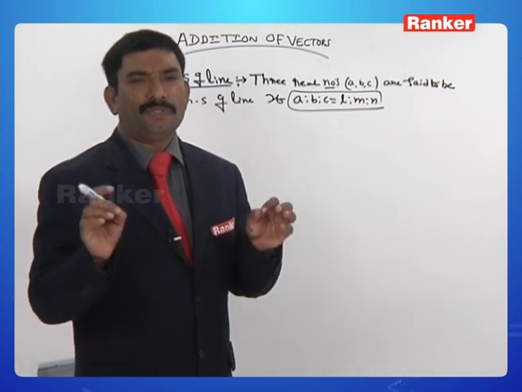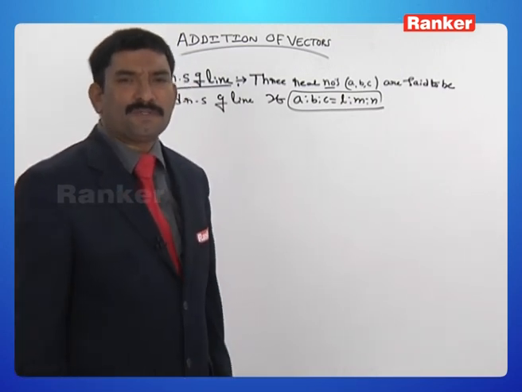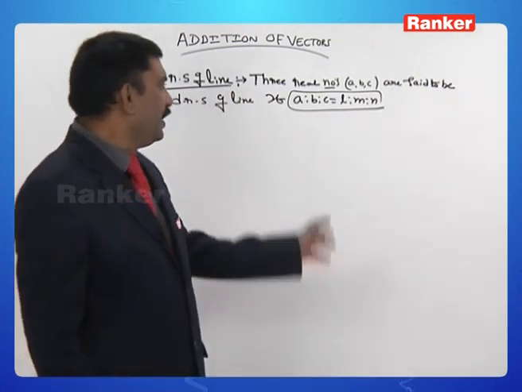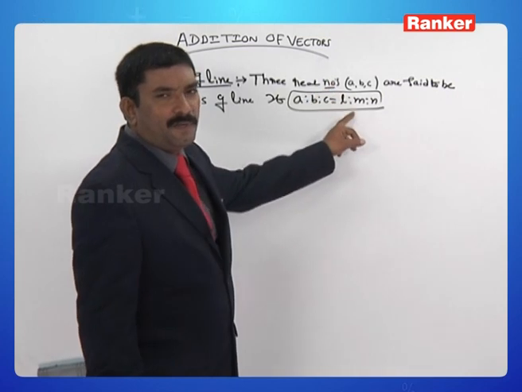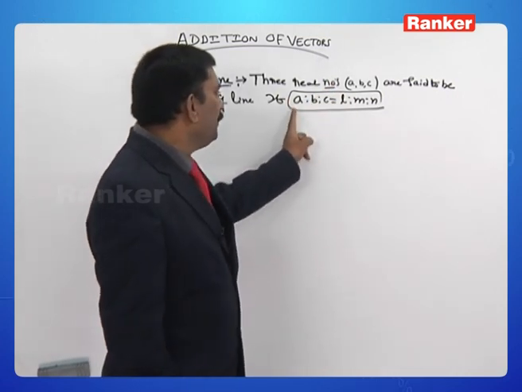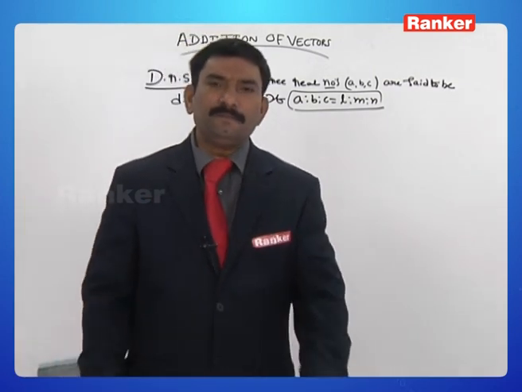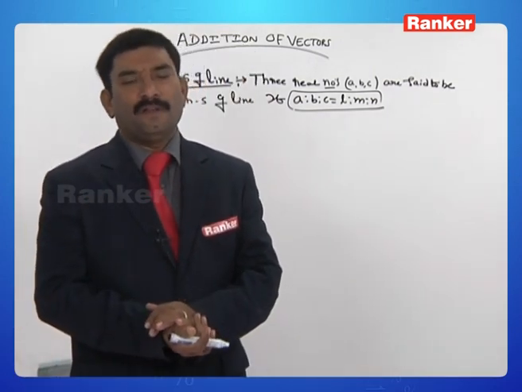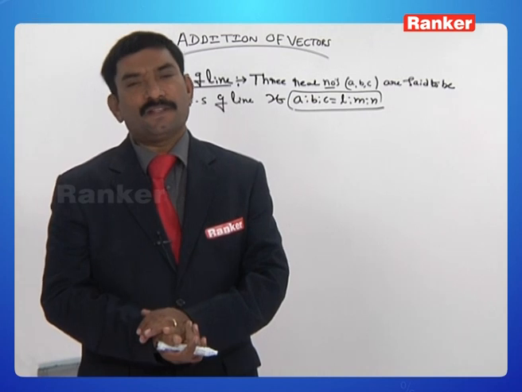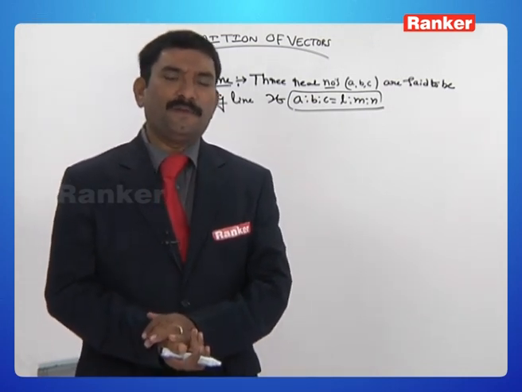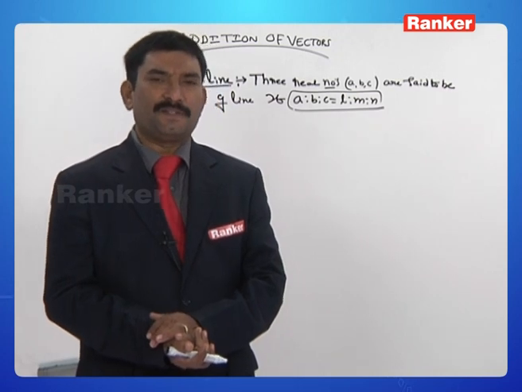Yes students, we understood the difference between direction cosines and direction ratios. Any three real numbers are said to be DRs of a line if they are proportional to direction cosines. Therefore, every direction cosine set is a set of direction ratios, but the converse is not true.